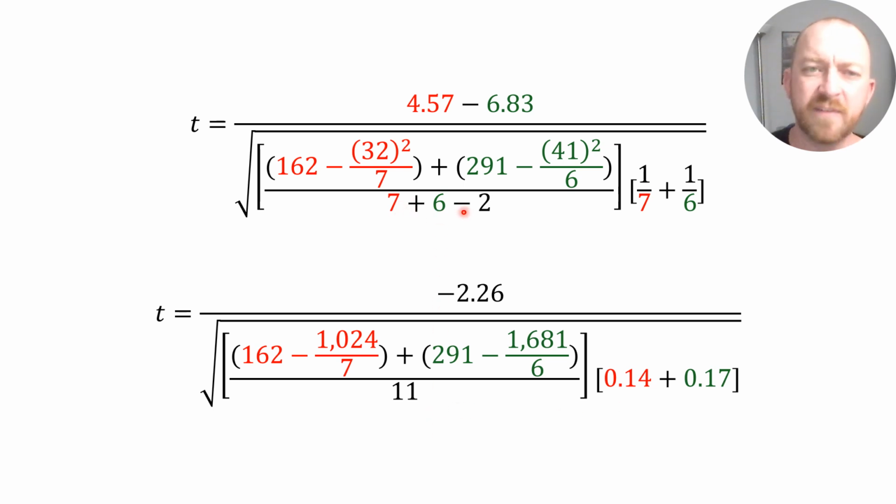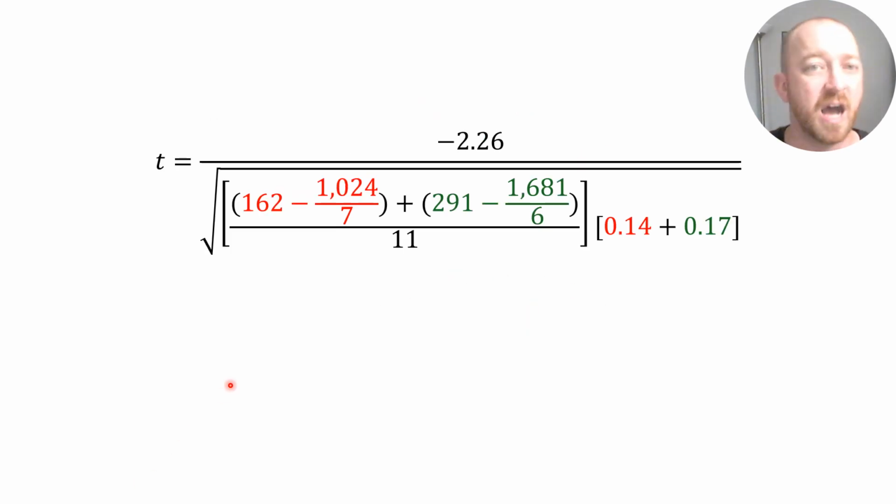All right, 7 plus 6 is of course 13. 13 minus 2 is 11. So that's everything right there. Now let's do another step. I've just moved exactly what we did to the top of the screen now so we can continue on.